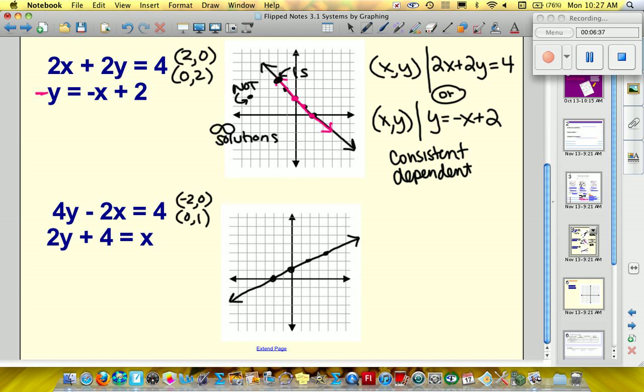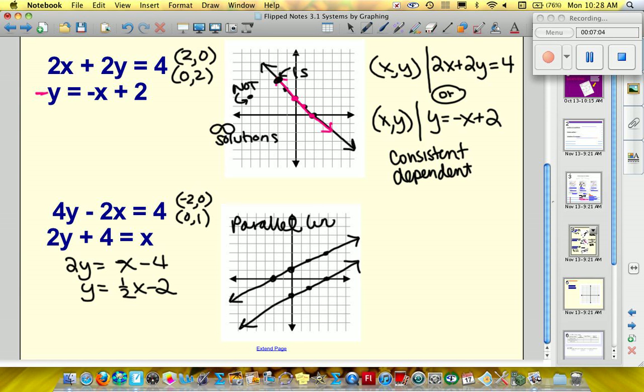Okay. Second line here, maybe I'll solve this one. Oops, this is x - 4. So I can graph this one. I have a y-intercept of -2, a slope of 1/2. And I have the same slope and parallel lines. So I have no solution. This would be an inconsistent system.